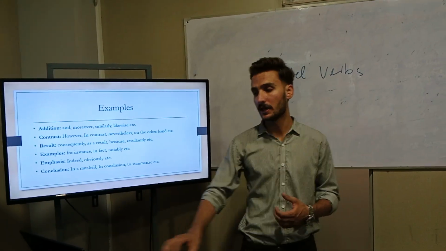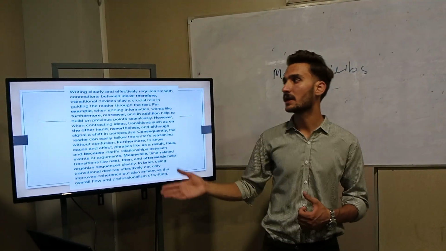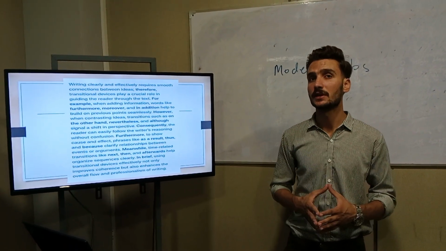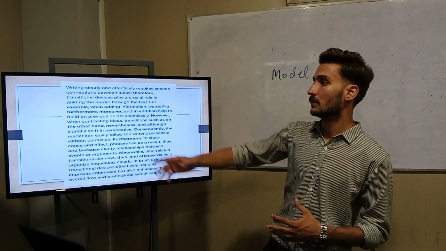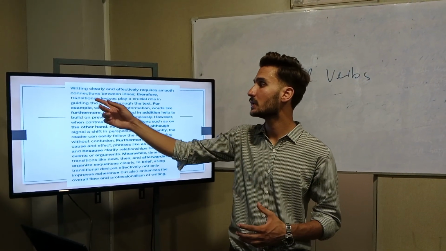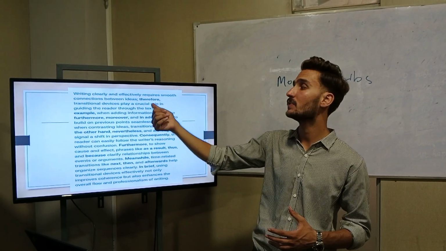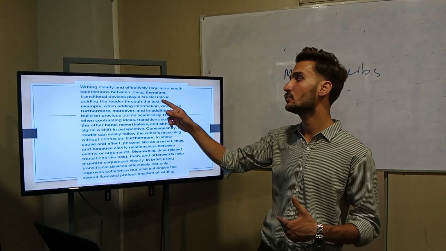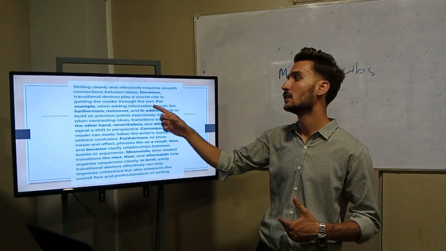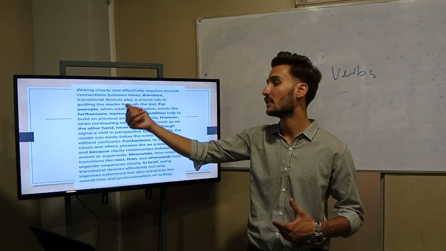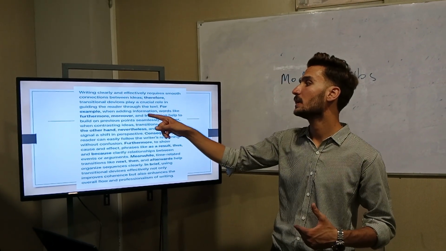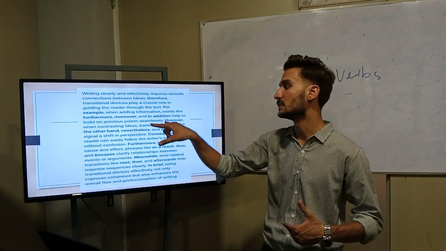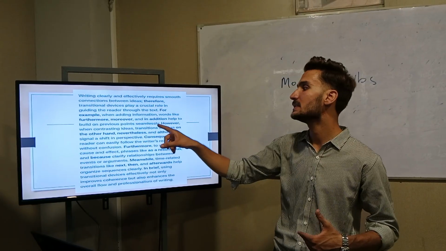to summarize. Okay. Now let's look at this paragraph, which is basically about transitional devices, and it also incorporates transitional devices at the same time. Writing clearly and effectively requires smooth connections between ideas. Therefore, so you have the first transitional device. Therefore, as a result, okay, transitional devices play a crucial role in guiding the reader through the text. For example, another transitional device, for example, when adding information, words like furthermore, moreover, and in addition, these are the examples. Okay, help to build on the previous points seamlessly.